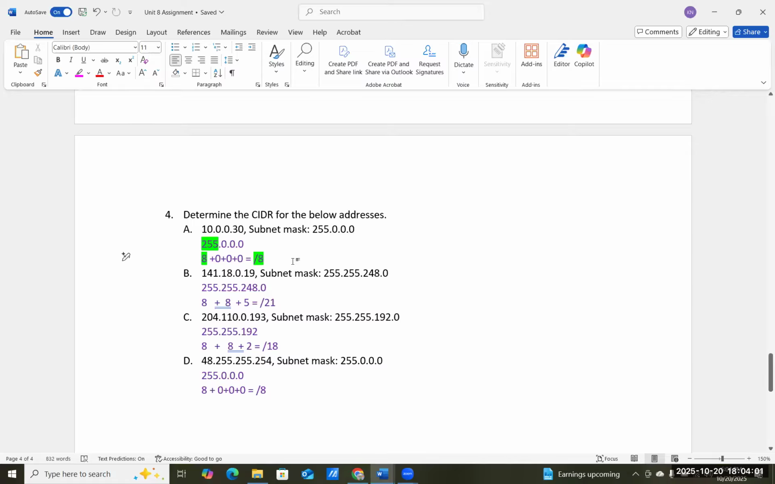All right, so now we're going to put the CIDR together, okay? When you get the IP address 10.0.0.30, I use the same one from the prior exercise. Your subnet mask is 255.0.0.0. You can see my calculation: 255 represents the 8 bits that are on here, right? And the rest are all 0, they are all off, so I would have a CIDR of /8.